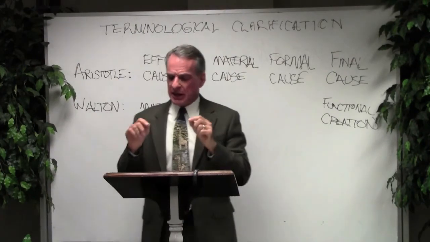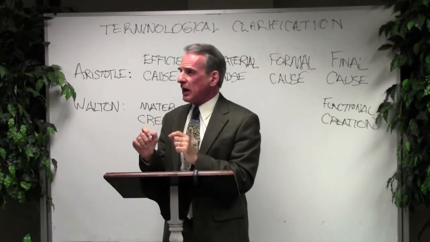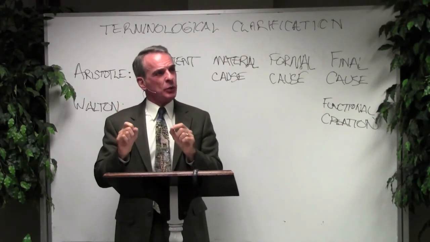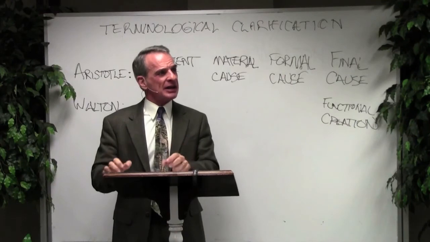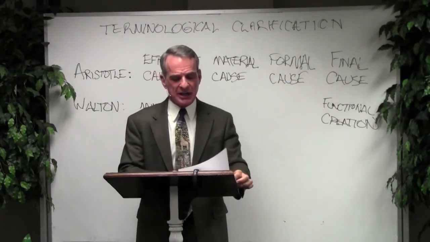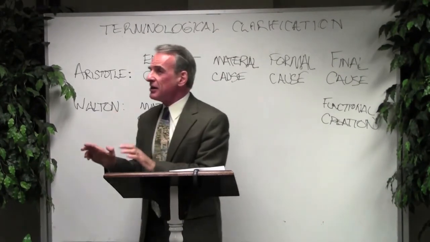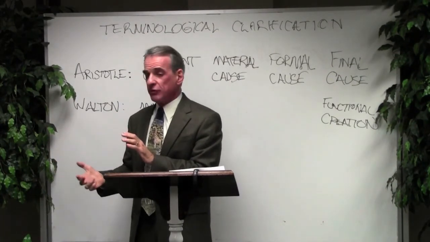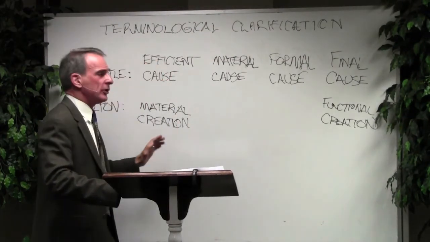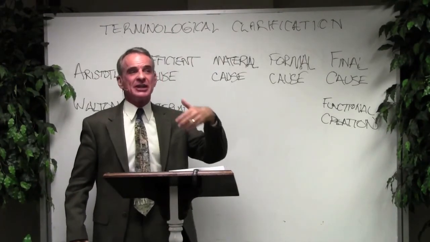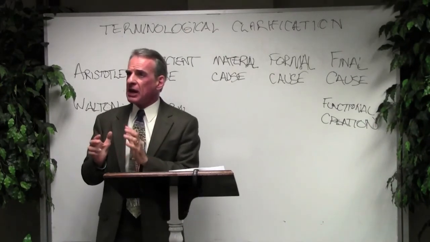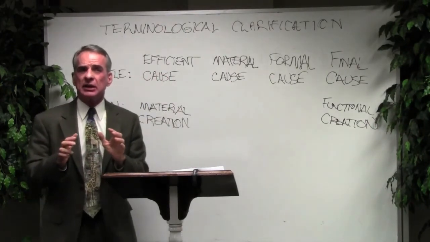So what that means is that if Walton is going to show us that Genesis 1 is concerned exclusively with functional creation, he has got to prove that material creation or efficient causation is excluded. It's not enough for him to show that functional creation is involved. He's got to show that efficient causation or so-called material creation is excluded, that it doesn't even come into the picture at all. So this terminological clarification, I think, is really critical.